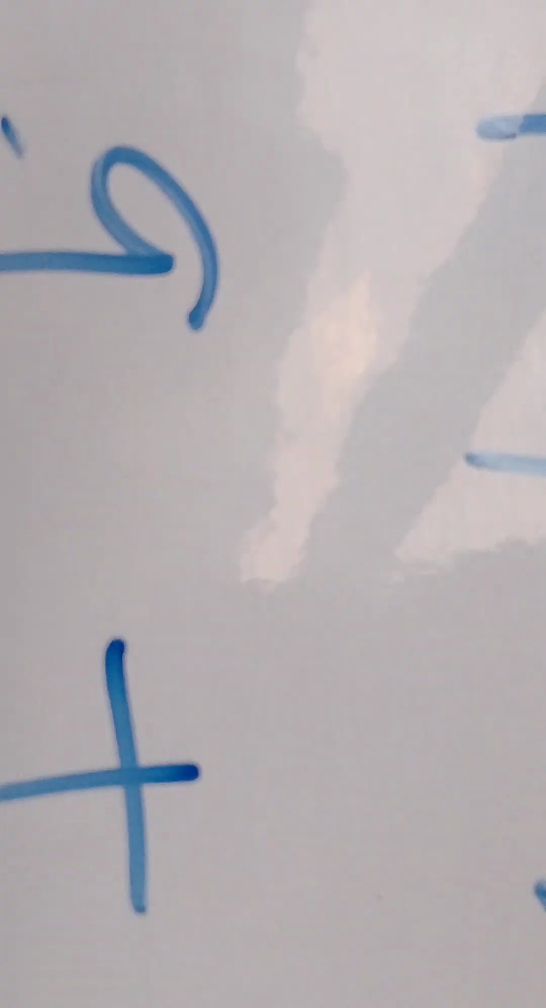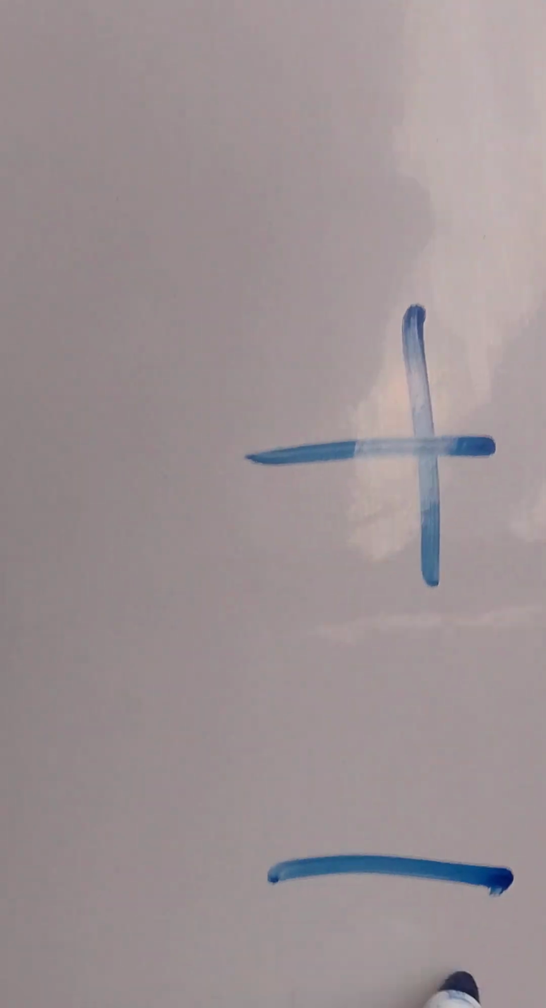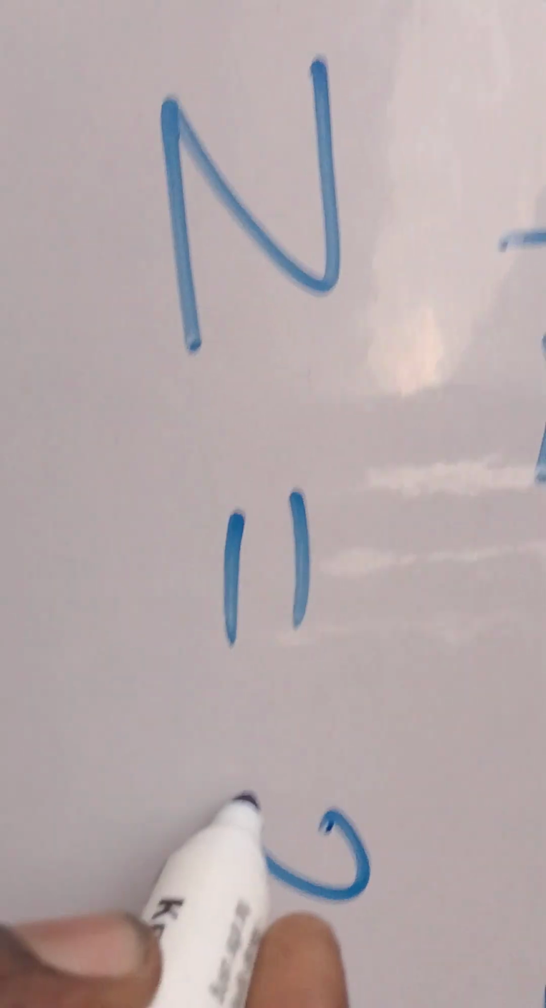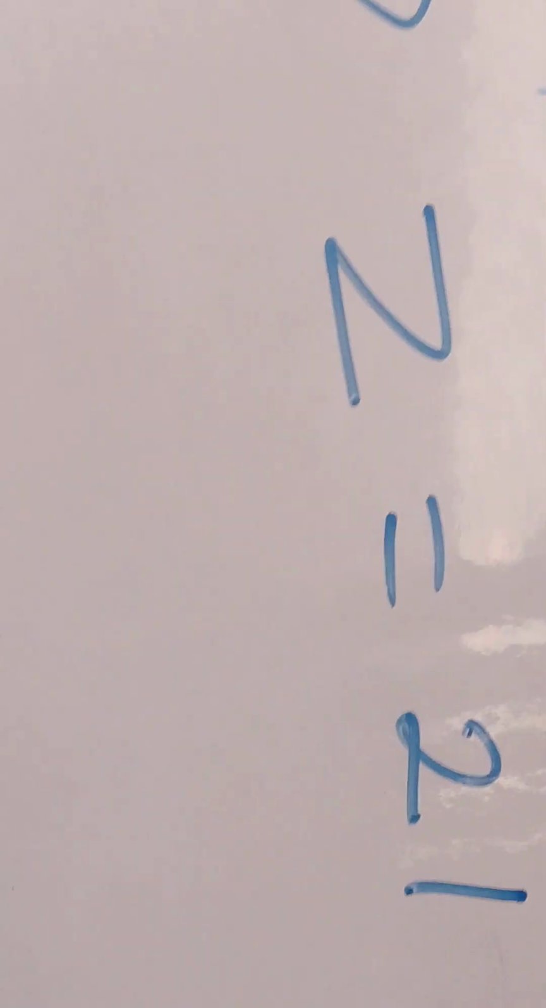This is 9 plus 12D plus 12, sorry, equals Z. So it implies that the value of Z equals, if I add it, 9 plus 12 gives me 21. So I have the value of Z as 21.